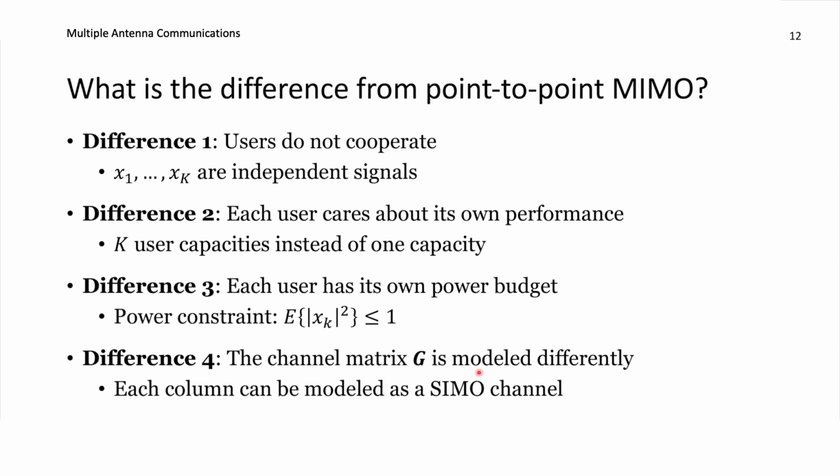And in particular, each column of G is now describing a SIMO channel from one user to a base station with multiple antennas. That column can be modeled in similar ways as we have been talking about before, but the different columns are modeled differently because the users are at different locations and have different propagation conditions. That gives us a bigger chance that the channel matrix G has good properties such as a high rank, and that gives us the possibility of communicating with more data over this type of multi-user MIMO channel than in the corresponding point-to-point MIMO channel.